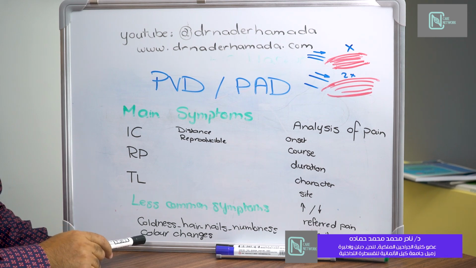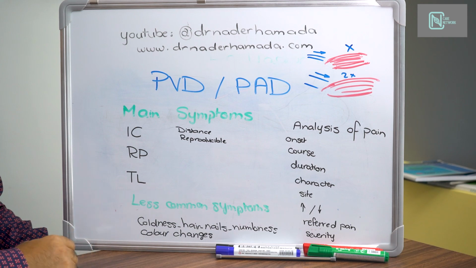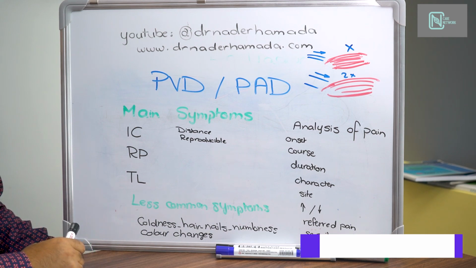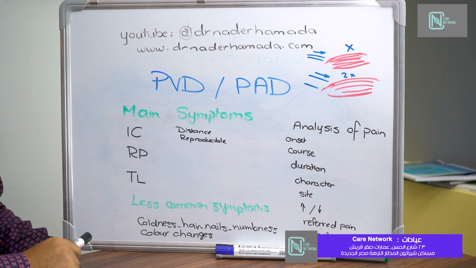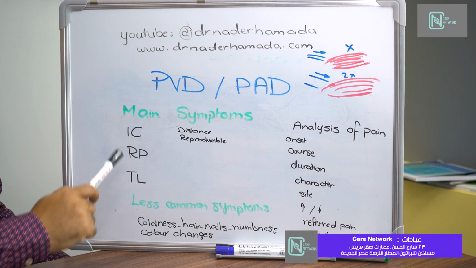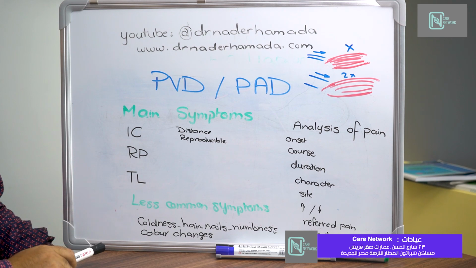This is usually related to a nerve problem, but it could be related to peripheral arterial disease. The patient might notice a change in color in the form of pallor or bluish discoloration in his fingers or toes. But we'll discuss now the main symptoms that the patient might have. The first one is intermittent claudication.